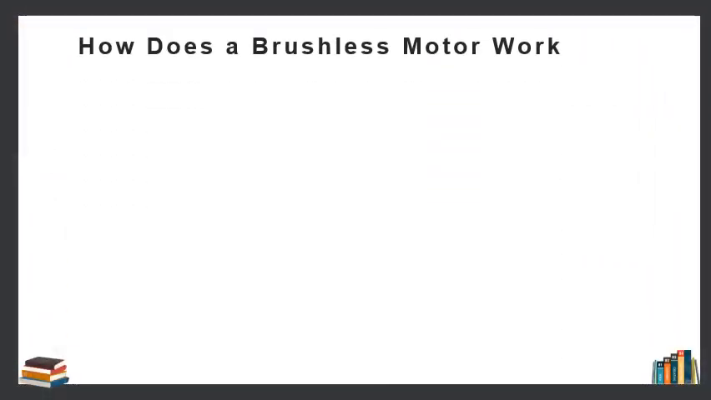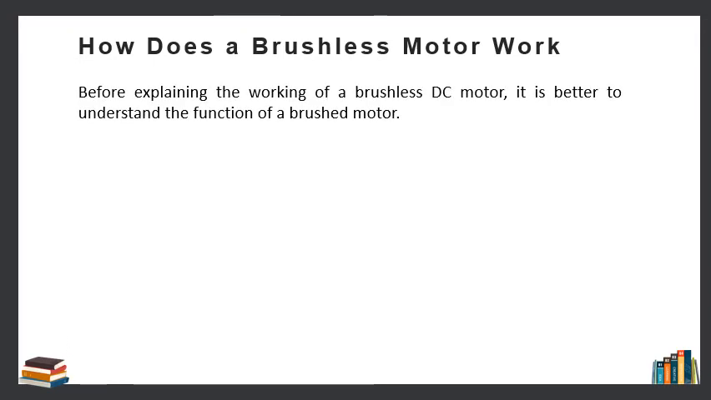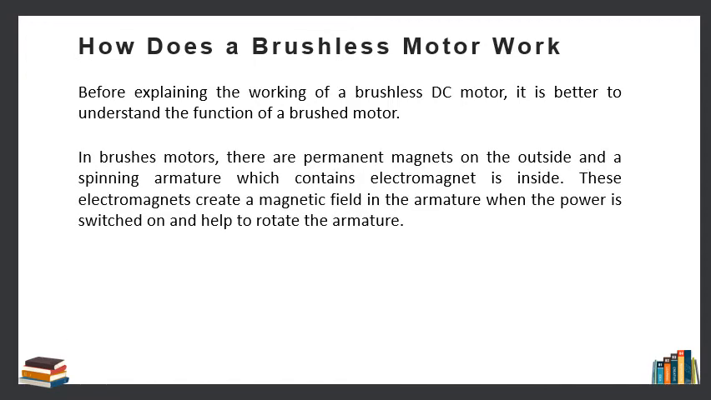So the next question that occurred in our mind: how does a brushless DC motor work? Before explaining the working of a brushless DC motor, it is better to understand the function of a brushed motor. In a brushed motor, there are permanent magnets on the outside and a spinning armature, which contains electromagnets, inside. These electromagnets create a magnetic field in the armature when the power is switched on and help to rotate the armature.